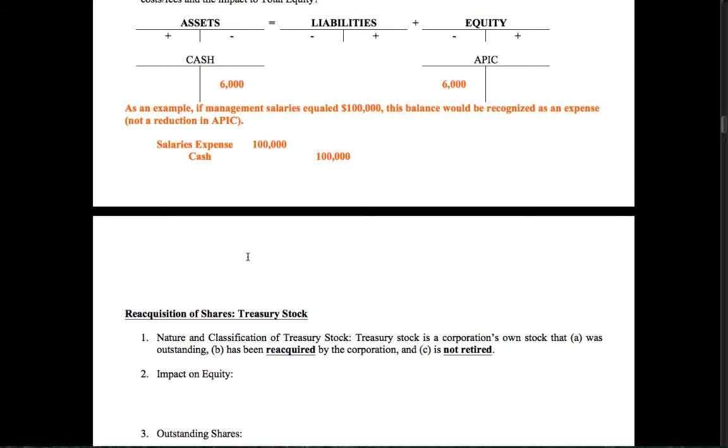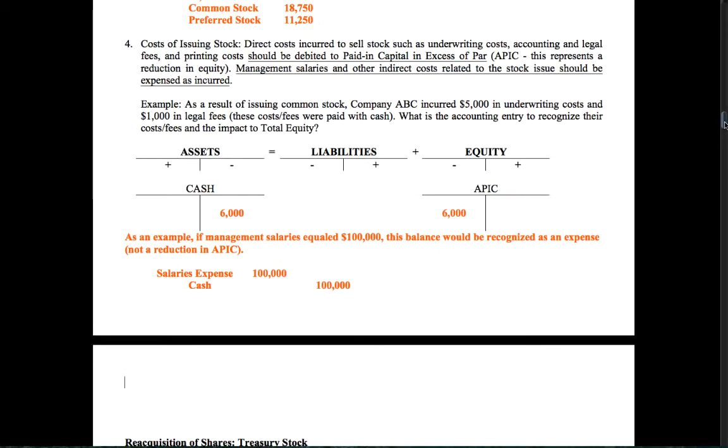Before we move on to treasury stock, that will be the end of this lecture. We will pick up on the reacquisition of shares, which is treasury stock, in our next chapter. But first, let's go back over some of the key topics and key points I would like to make from today's lecture.